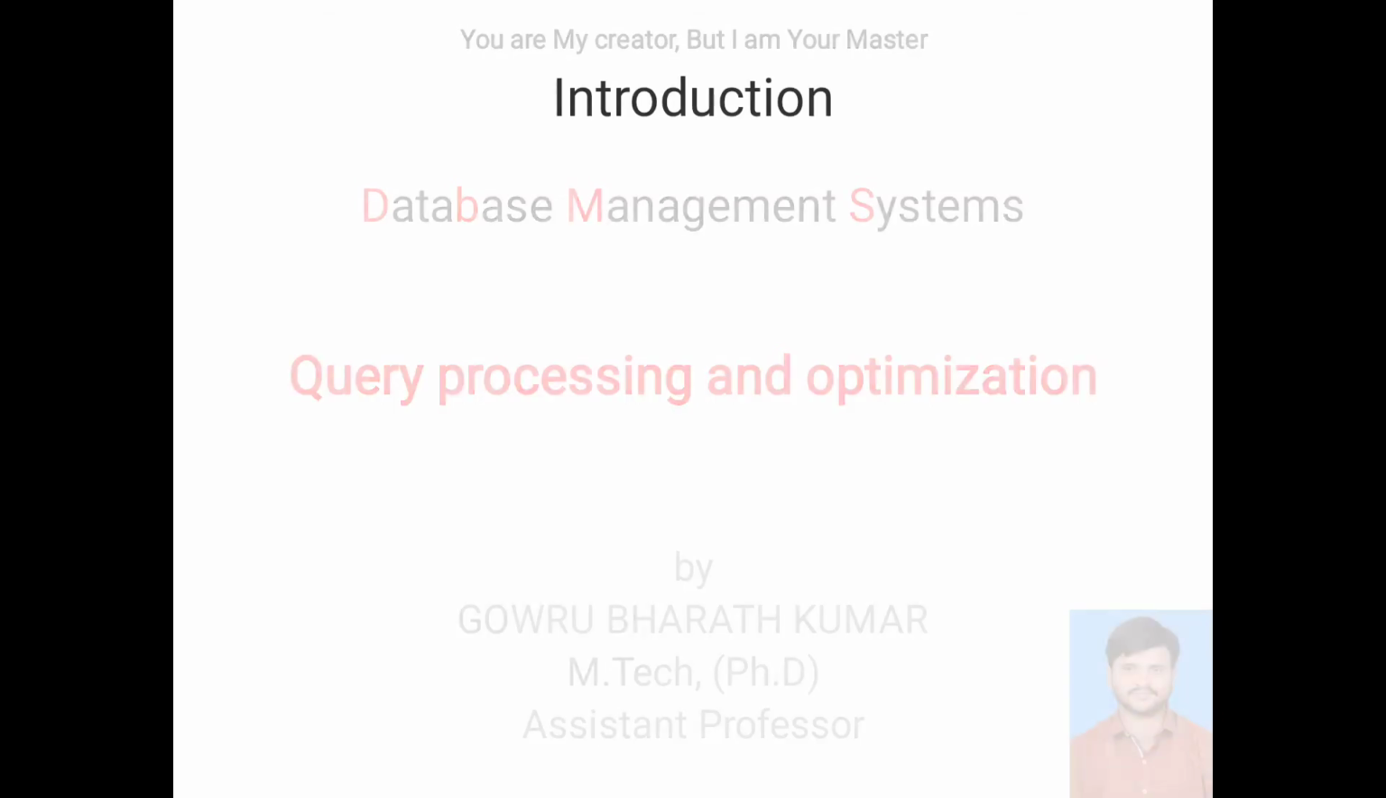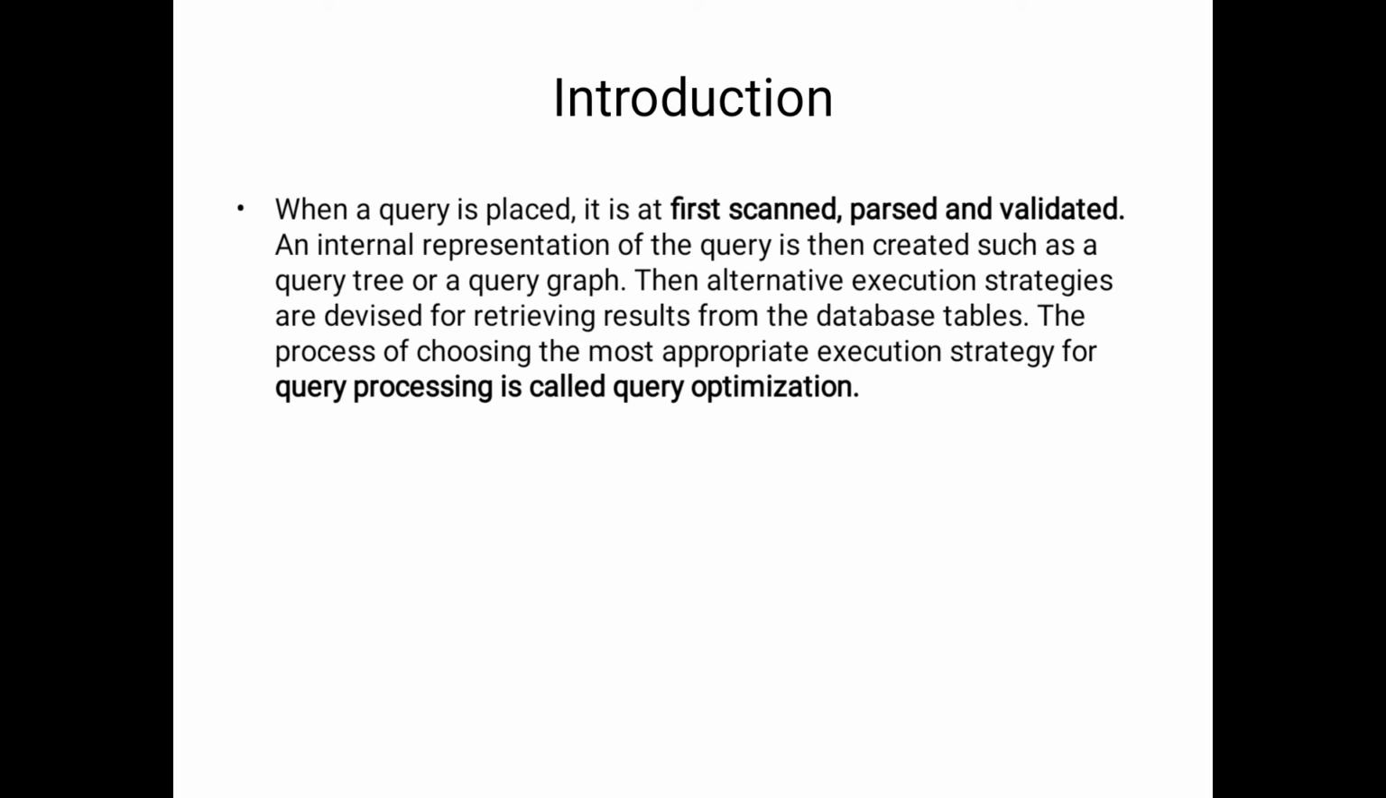Okay, so actually first we will write the query depending on the question, that is scanned, parsed, and finally validated. Then only we will retrieve the suitable answer related to that question. Here an internal representation of the query is then created, such as a query tree or query graph. Okay, from this point of view, we already have some indexed trees, B trees, B plus trees. Those trees are available in the database management system.